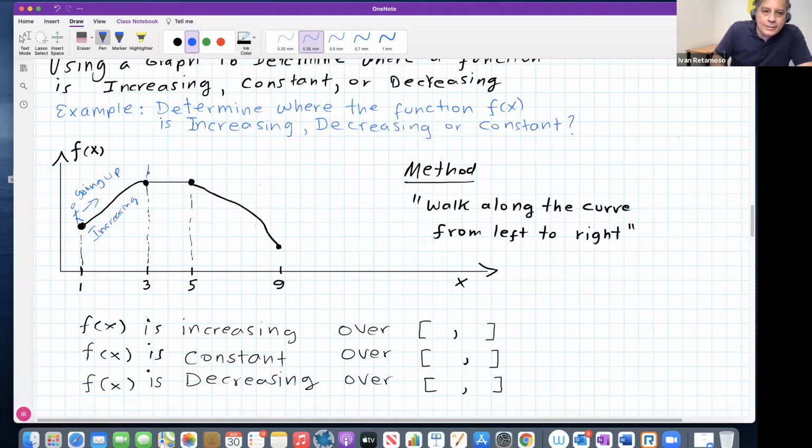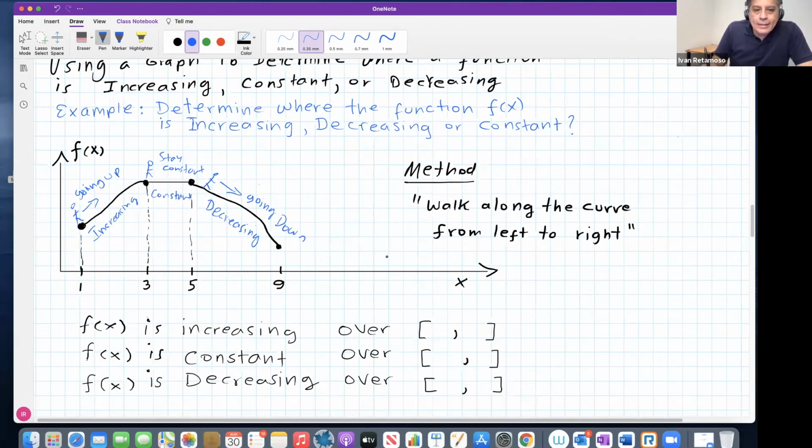Once you reach this point, the output values will not change. They stay constant, so your function is constant. Continue walking along the graph, always from left to right. Now notice that you're going down. The output values are decreasing. Mathematicians call this a decreasing trend. Very good. The method, then: walk along the curve from left to right to determine if the function is increasing, constant, or decreasing.